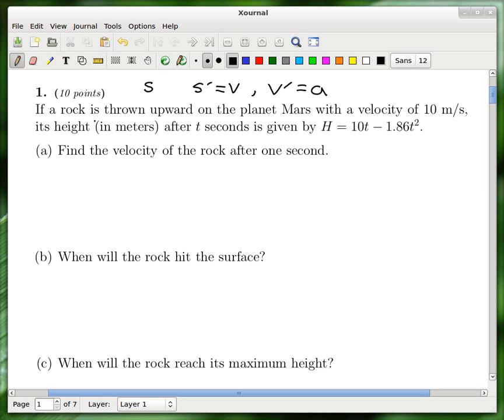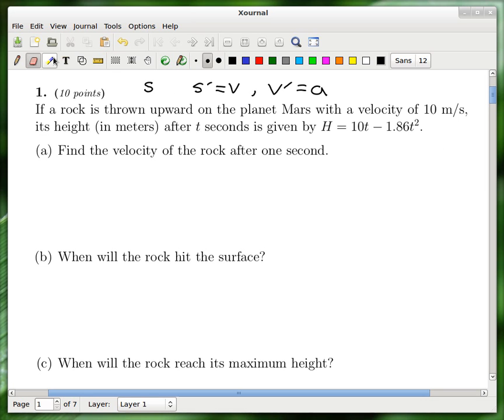The problem says, if a rock is thrown upward on the planet Mars with a velocity of 10 meters per second, its height in meters after t seconds is given by this equation. So that's not made up. That really came from the constant downward acceleration on Mars, which is some magical constant of nature. Just like g equals 9.8 meters per second squared is a constant of nature on the surface of Earth, there's some corresponding g on Mars, and then you take the antiderivative of that twice, and with some assumptions about the initial velocity and initial location, that's what generates this equation h. But we don't really care about all that until the last part.